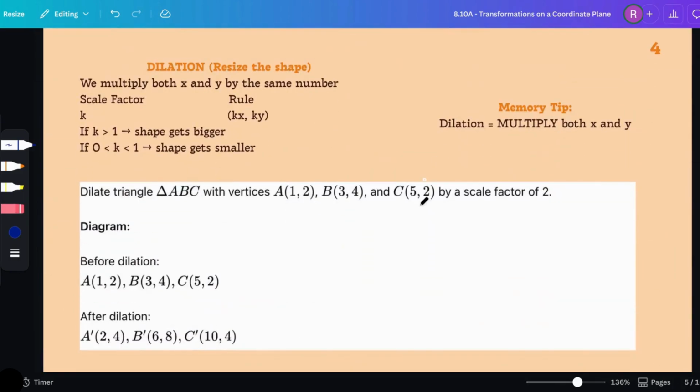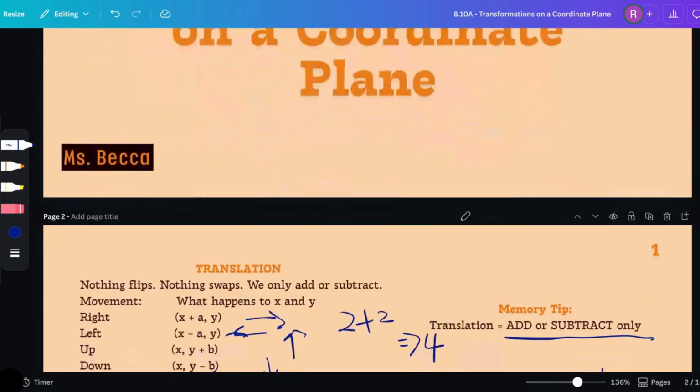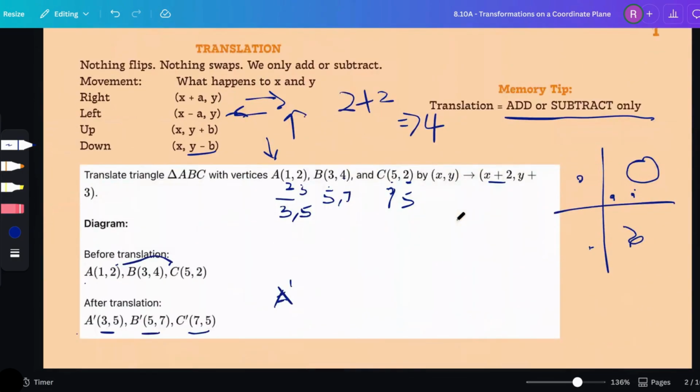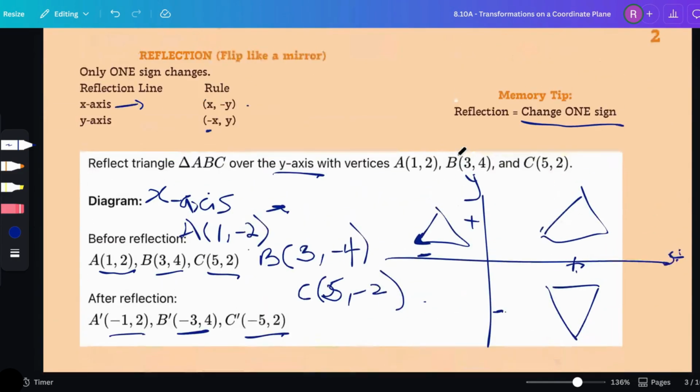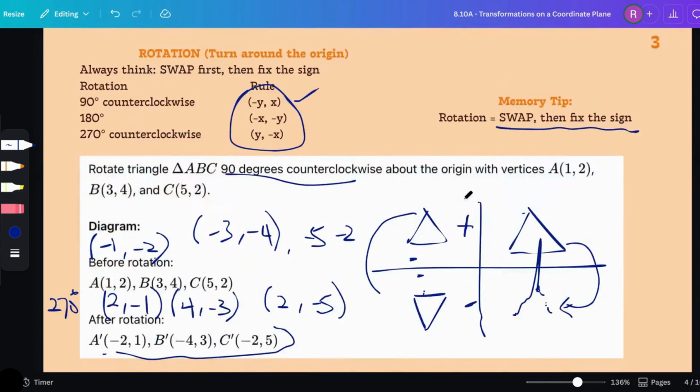And lastly, dilation. So now I need to state that for these other three, the shapes do not change. They do not change their size. Look at translation, the size will remain the same. Look at reflection, the size will remain the same. Look at rotation too, the size will remain the same. Only the location will change. The size of the shape will remain the same, but the location will change.